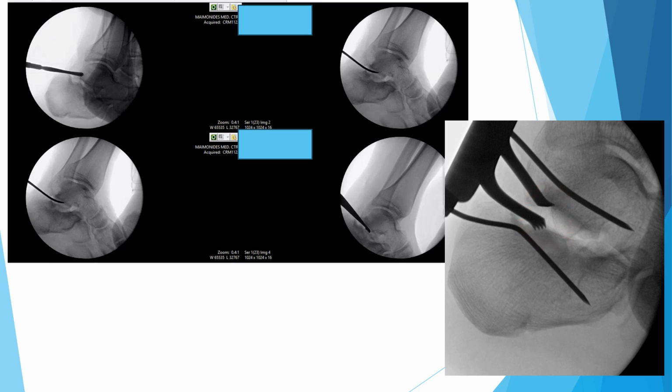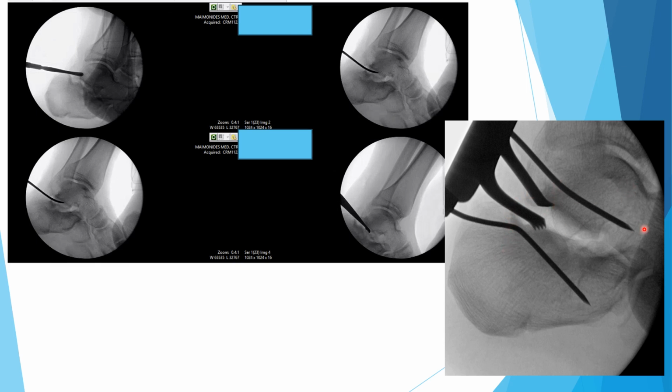So when you get a question in your exam, what is the treatment of a malunited calcaneus fracture with anterior ankle pain? The treatment is subtalar arthrodesis, a very specific type called block distraction arthrodesis, basically meaning that you will put a block, a graft here, and you're going to use this graft to distract the subtalar joint. So it's called block distraction arthrodesis.